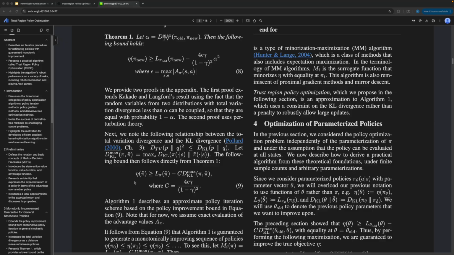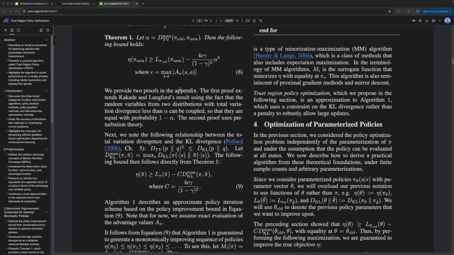So now there exists a relationship between the total variation divergence dTV of P and Q and the KL divergence between P and Q, which is that the total variation divergence squared is less than or equal to the KL divergence. So like this.